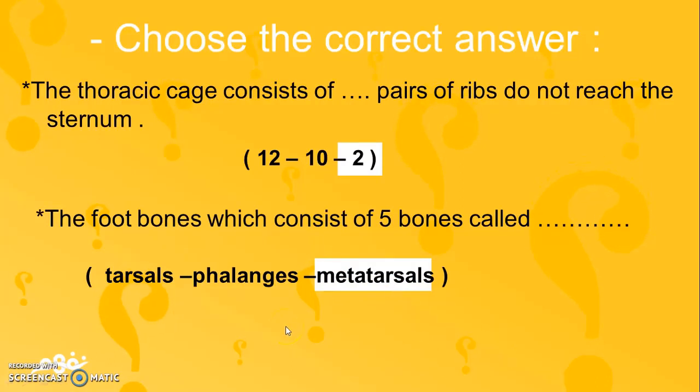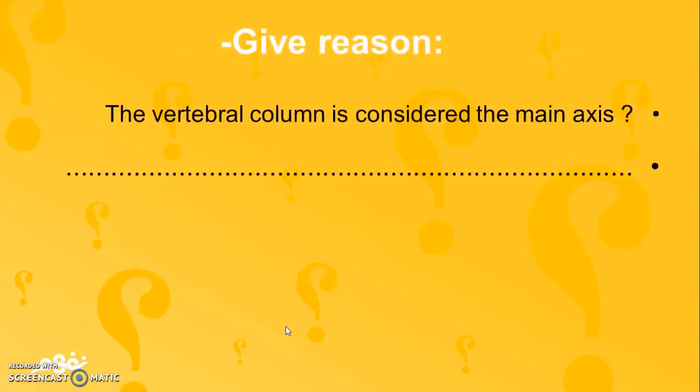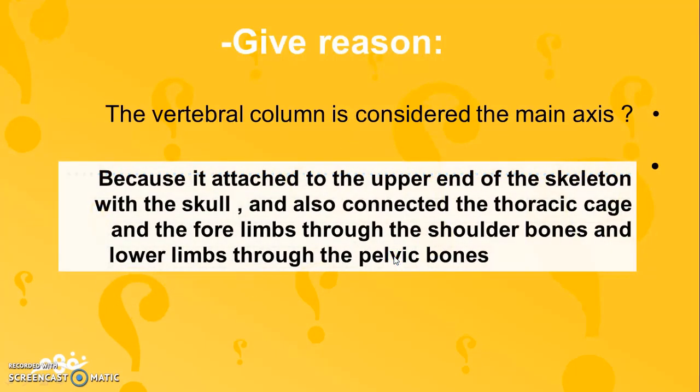Excellent, you're so perfect. The next one is the most important question we have in our exam. Give a reason: the vertebral column is considered the main axis. Let me tell you the answer. The vertebral column is considered the main axis because it is attached to the upper end of the skeleton with the skull, and also connected to the thoracic cage, the forelimbs through the shoulder bones, and the lower limbs through the pelvic bones. Is that clear?